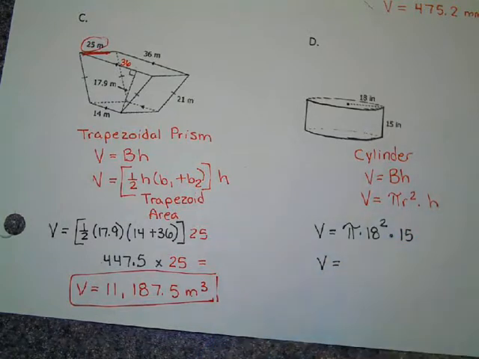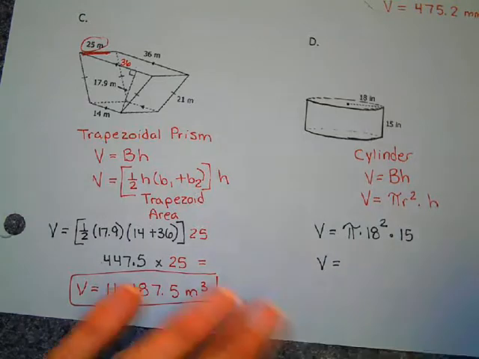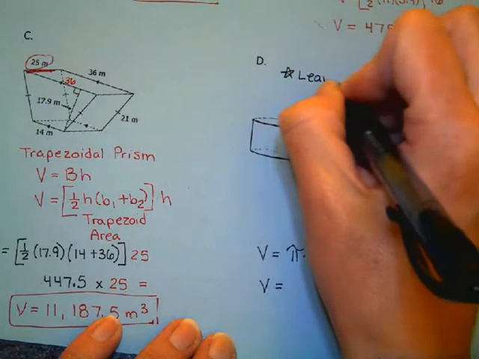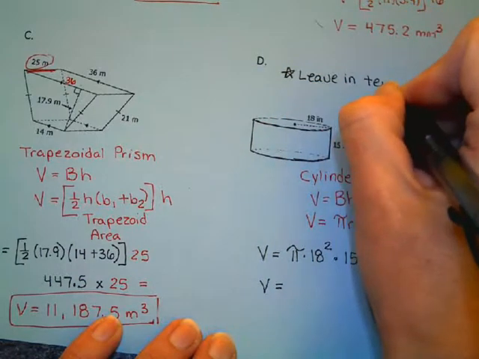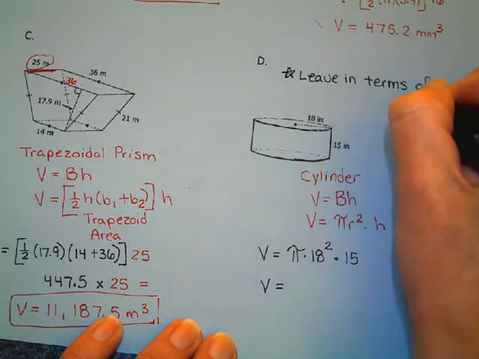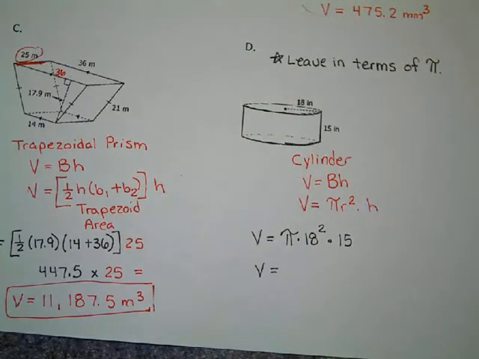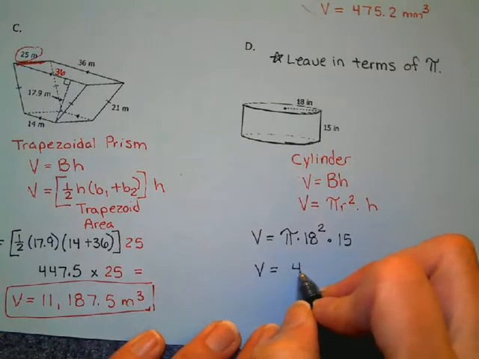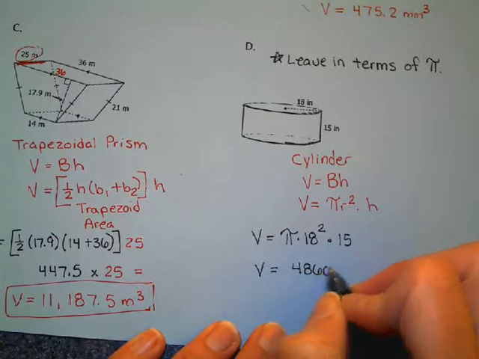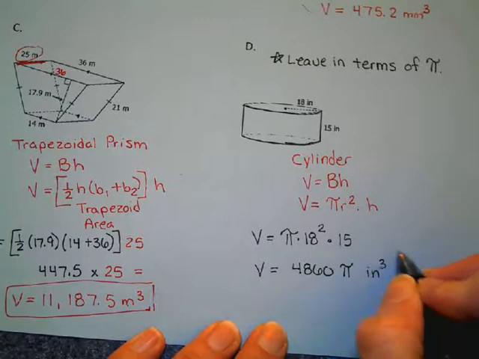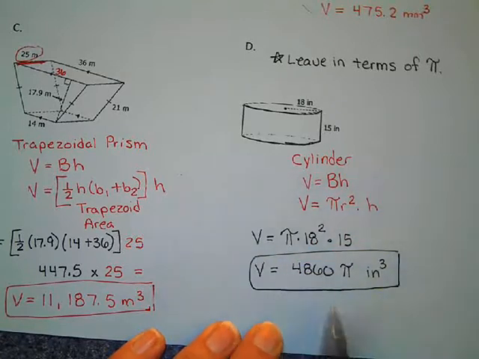And on the homework, and I think on the test on this one, it says leave in terms of pi. Okay, so to leave in terms of pi, we're going to do 18 squared times 15. We're going to get 4,860. And then you just keep that symbol pi. And this would be inches cubed. So you just multiply the numbers, and then you leave the pi with that answer. That's in terms of pi.